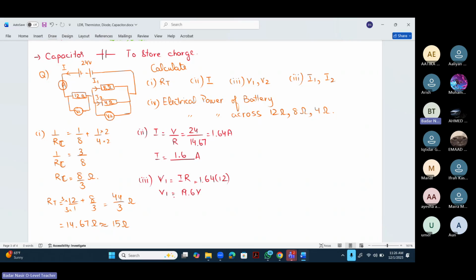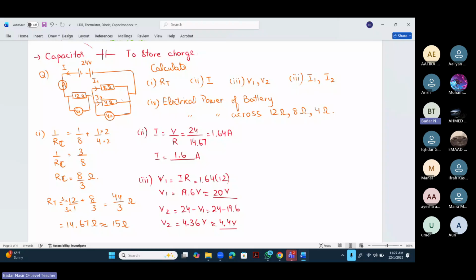Okay, now next up, let's say we have to calculate V2. For V2, because the 12 ohm is in series with the combined resistance of 8 and 4, from the total voltage, from 24, if I subtract V1, I will get the voltage V2. So 24 minus 19.6, we get 4.36. So that is 4.36 volts. If we round it off, that is 4.4 volts. Okay, so the final answer should be to two significant figures.